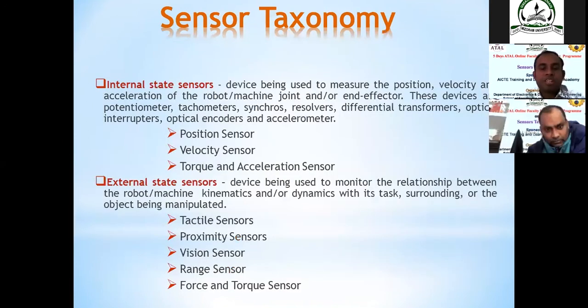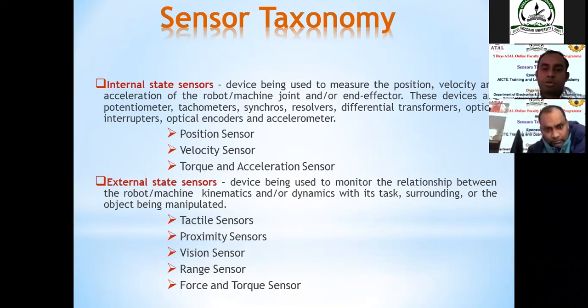Now, the sensor taxonomy. If we think about a device that is stationary or moving, which is trying to sense the outer environment and move with respect to that information, then based on that we can divide sensors into internal state sensors and external state sensors. Internal state sensors are used to measure the position, velocity or acceleration of that machine, or any portion of it, maybe a joint or any other actuator.